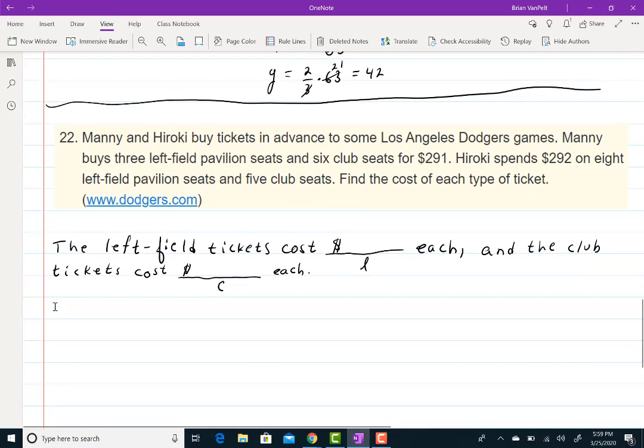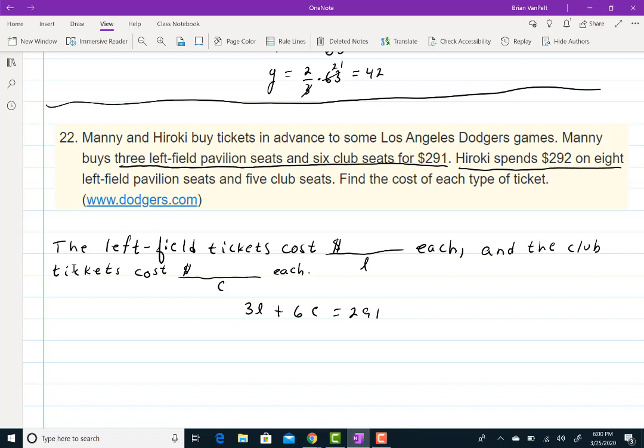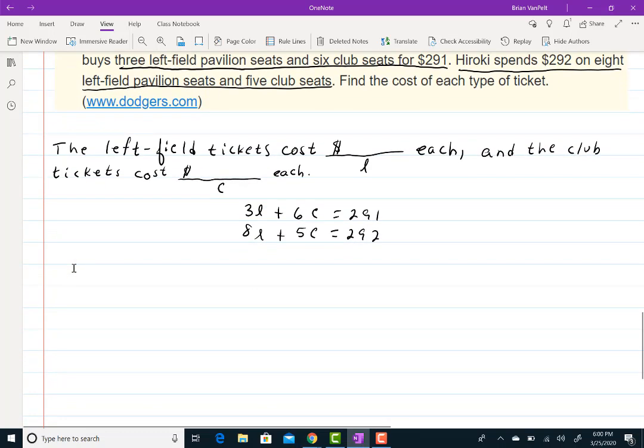So let's see what they did here. Manny buys 3 left field seats and 6 club seats for $291. So that line tells me that I have 3L plus 6C equals 291. Next, it tells me that Hiroki spent $292 on 8 left field seats and 5 club seats. So 8 left field and 5 club was $292. Now this is the type of method that's probably best here, or at least the one I'm going to do, is elimination. And the first thing I'm going to do is target L for elimination.